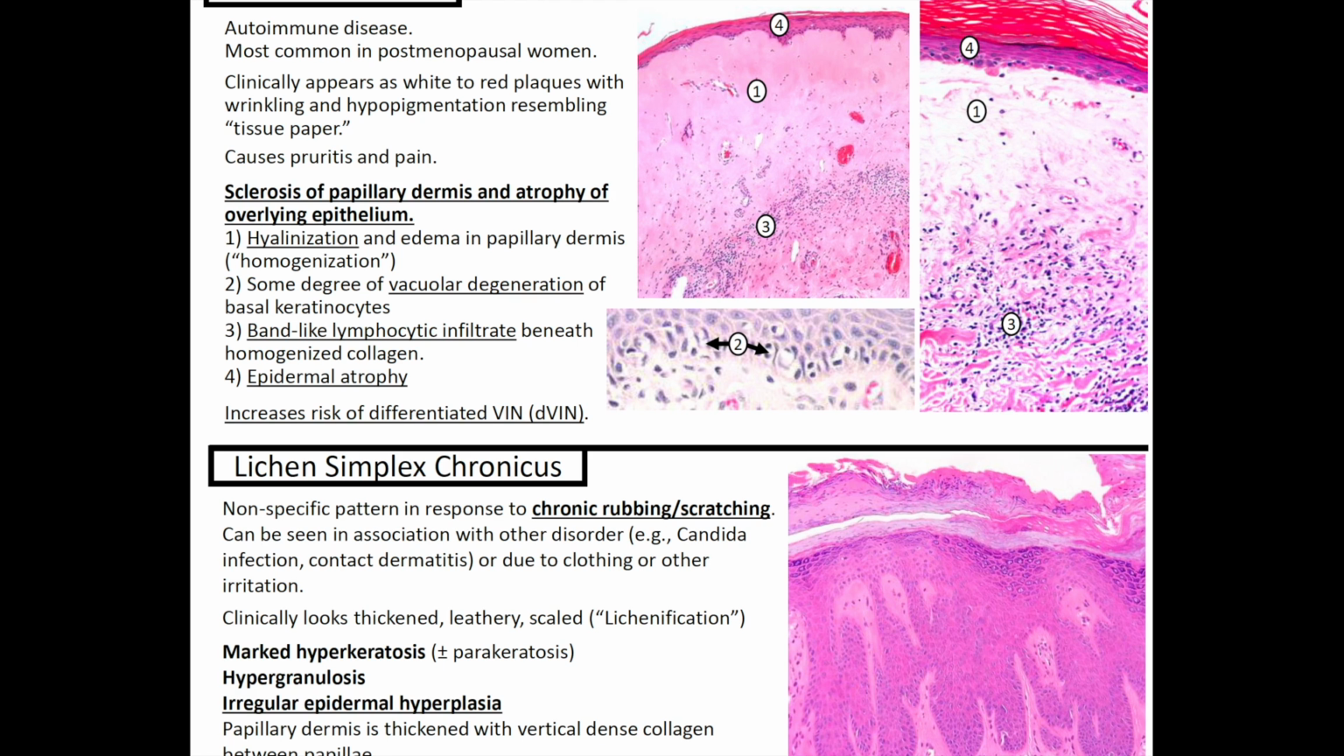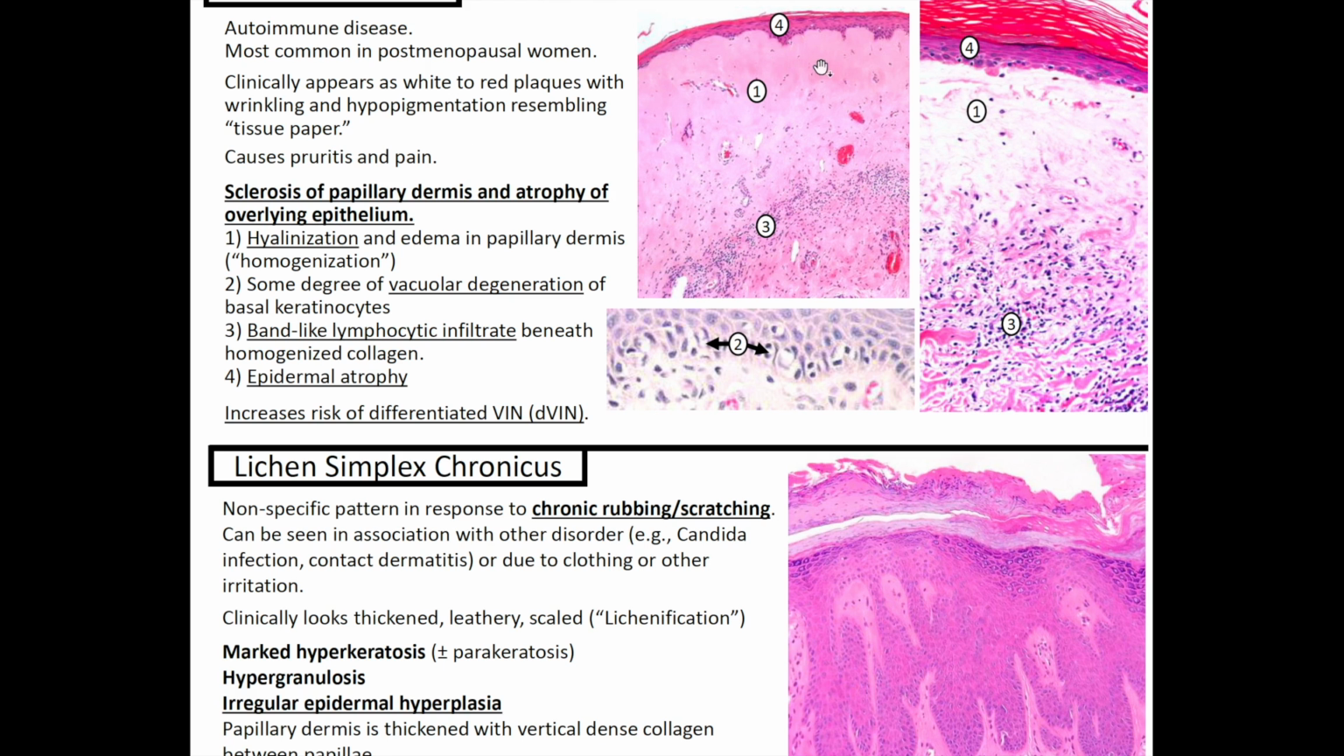It can cause pruritus and pain. You get sclerosis of the papillary dermis and atrophy of the overlying epithelium. I've heard it referred to as the red, white, and blue. So the red is that overlying epithelium, white is that homogenization of the dermis that you're seeing, and then the blue refers to that lichenoid band of lymphocytic infiltrate. So red, white, and blue for lichen sclerosus.